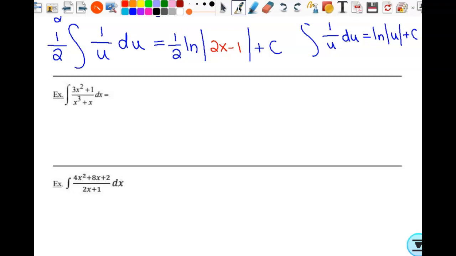Some people could go straight to the answer here if you recognize this denominator. The derivative of the denominator is sitting right there in the numerator. So this is a situation of du dx over u. But I'm going to go ahead and do the u-sub process.